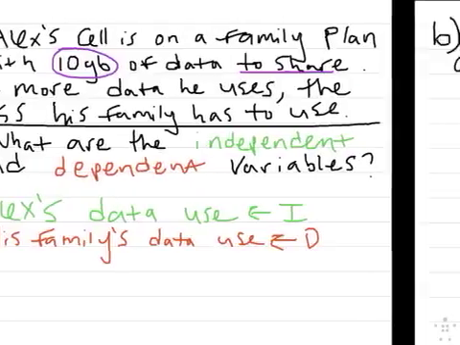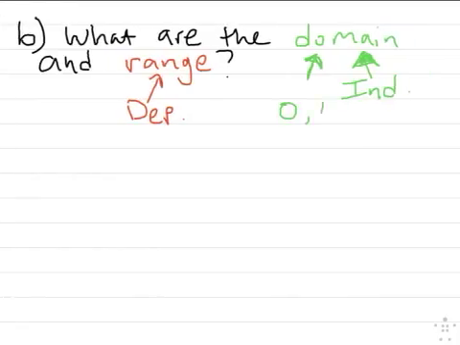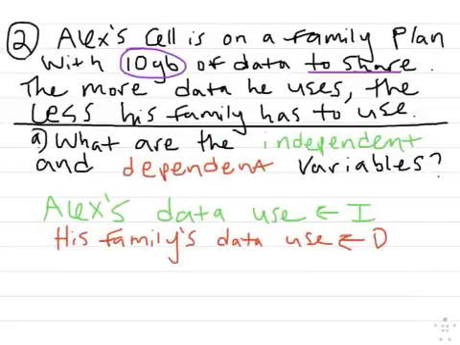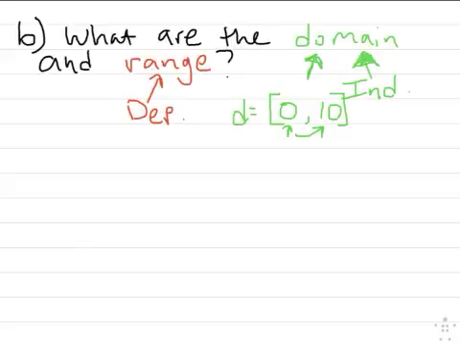So he could use all 10 gigs of data, right? And when we list the domain, we're gonna put this in interval notation. We'll go over this stuff a little later, so don't worry too much about the notation. But we can put in anywhere between 0 and up to 10, but we can't do 20, right? Because his plan doesn't allow for 20. So we can go from anywhere from 0 to 10. All right. So how about the range?